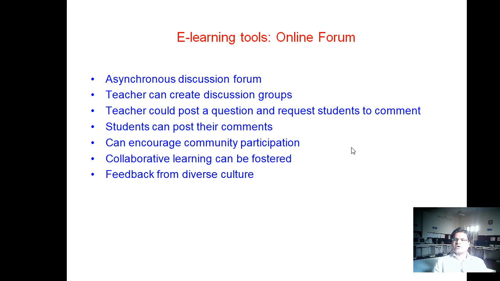And whereas online forum is concerned, it is asynchronous discussion. Teacher can create discussion groups and can post questions and request students to comment on this post, and students can post their comments. They can be encouraged for community participation. There will be collaborative learning and a feedback mechanism.